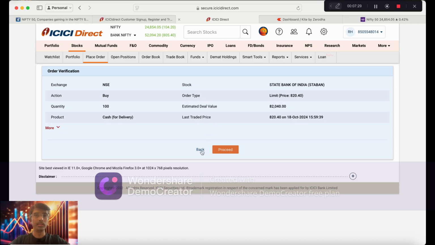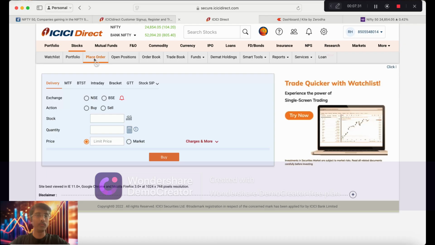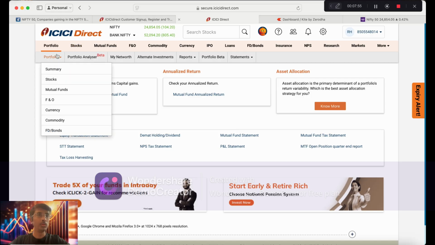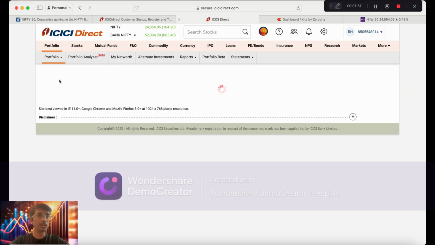So after buying this SBI, where should I check? See, I have some examples. Assuming that we have bought State Bank of India 100 stocks at around 802.40 rupees, how will we see whether these stocks are coming into my account or not? For that we have to go to portfolio.